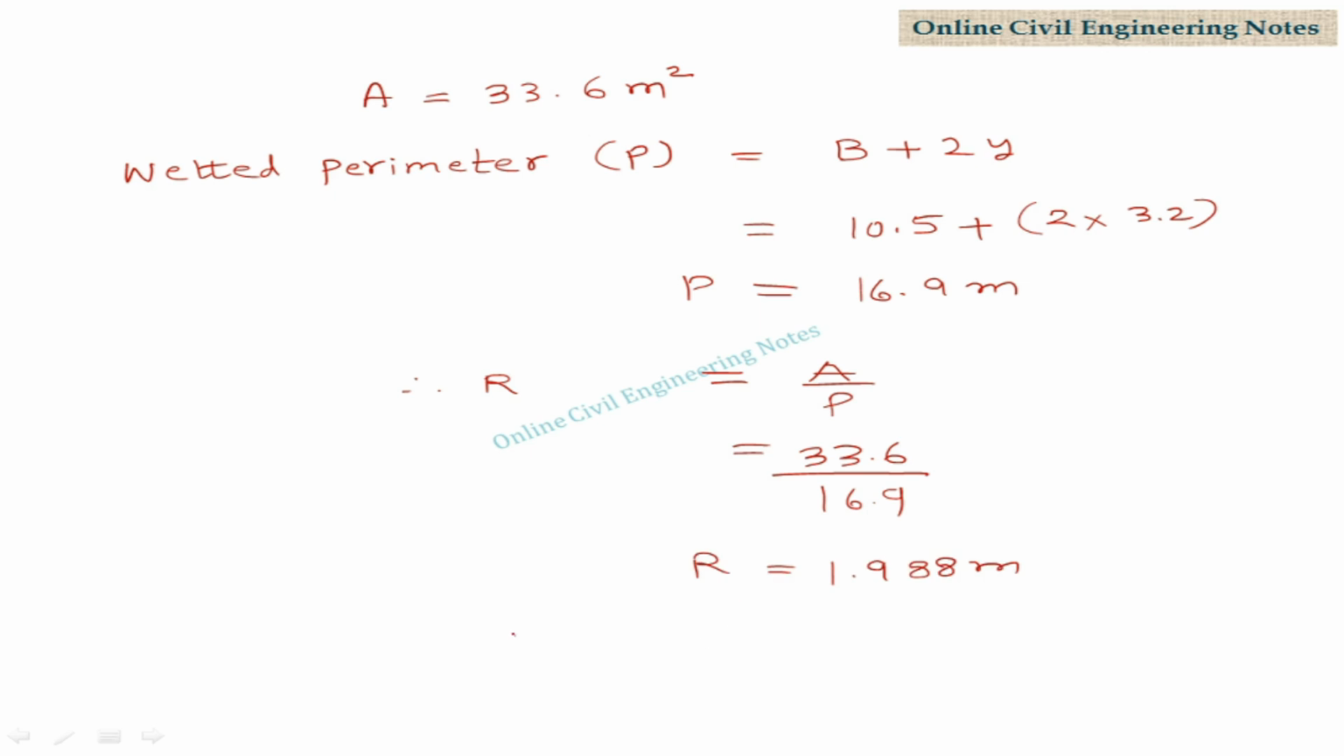Substitute this R value in V is equal to C root RS. We know Q is equal to area into velocity. V is equal to Q divided by A. Q divided by A is equal to C into root RS, where Q is given in the question 65 meter cube per second. Area just now we have calculated 33.6 meter square is equal to 60 into R value 1.988 into S.